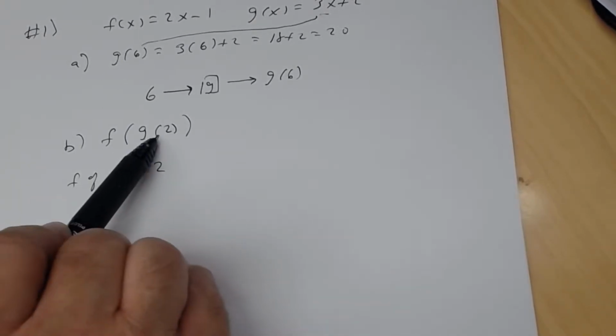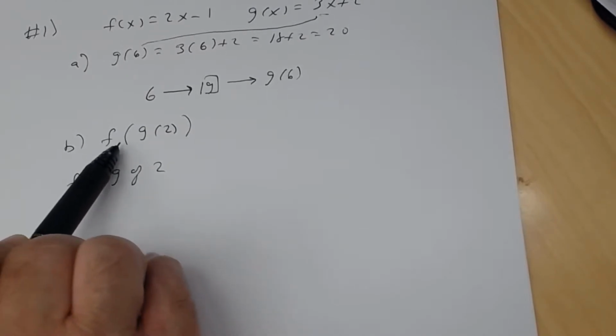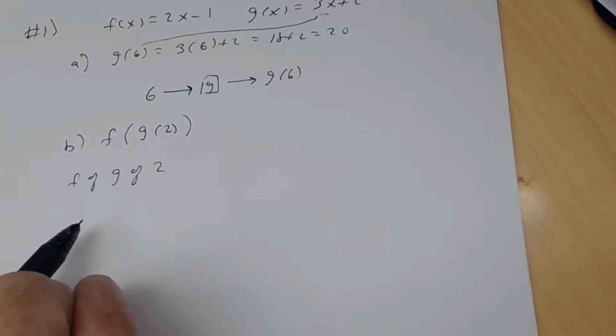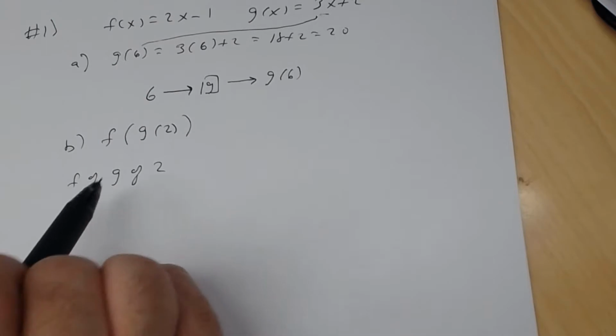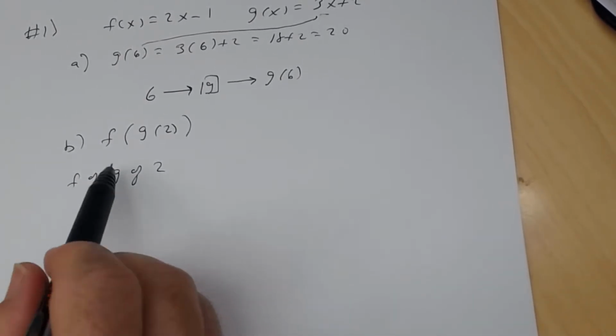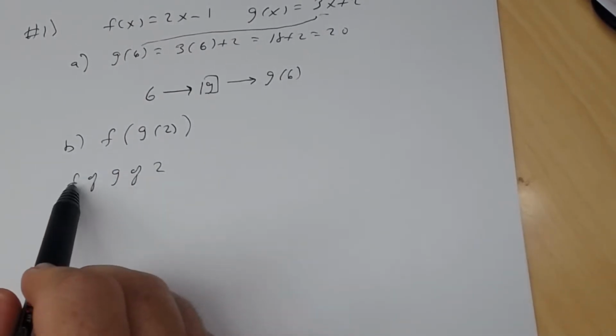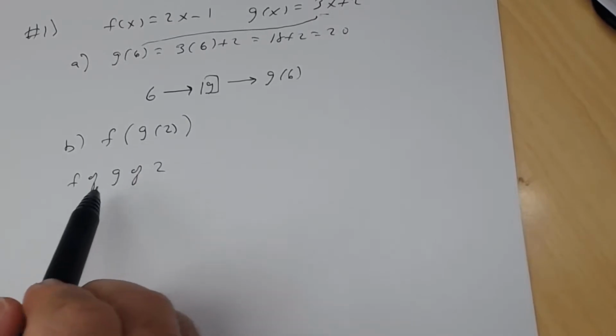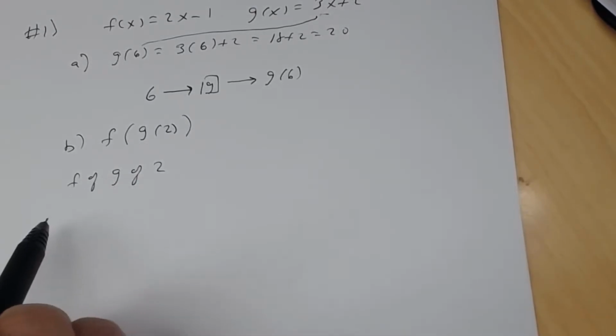So the same thing here. This is g of 2, so this would be f of g of 2. All right, so don't say anything about multiplication here. So f of g of 2. The f is listed first, so that's listed first. G is listed second, that's listed second. So f of g of 2.